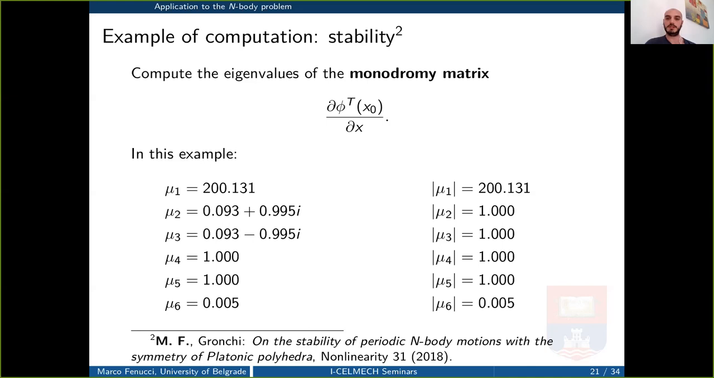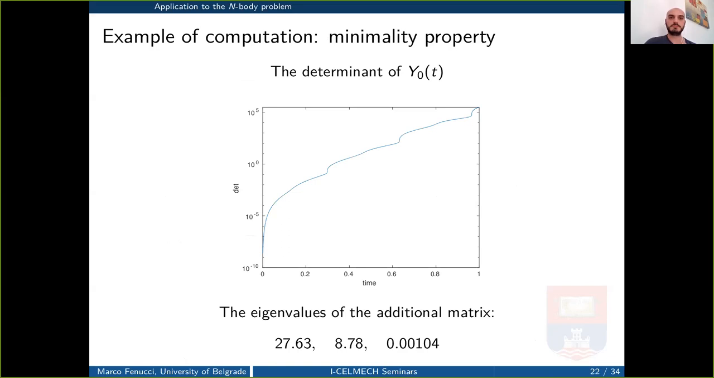So what about the minimality properties? We said that you can solve the Jacobi differential equation, look at the determinant, and compute some other eigenvalues. So we can do this. By plotting the determinant of the solution of the Jacobi differential equation, we see that there are no zeros. We can also construct this additional matrix and compute the eigenvalues, and we found that they are positive, so this is at least a local minimizer because the second variation is positive.